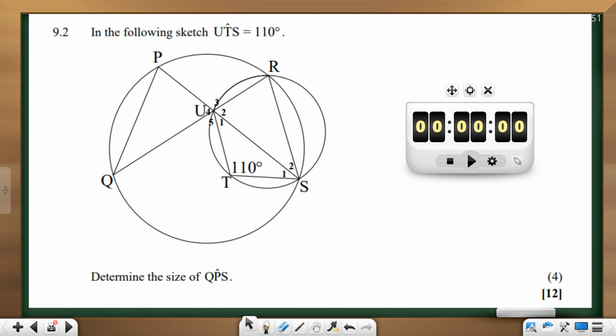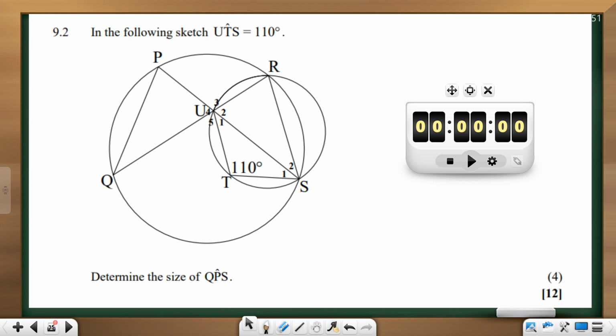Time up, time up, time up. People were laughing here at me. They didn't get it. Oh, oh. What are we proving? Determine the size of QPS. Me, I'm done already. Answer is 80. 77. Okay, calm down, calm down, calm down. Don't eat me up. Yeah?